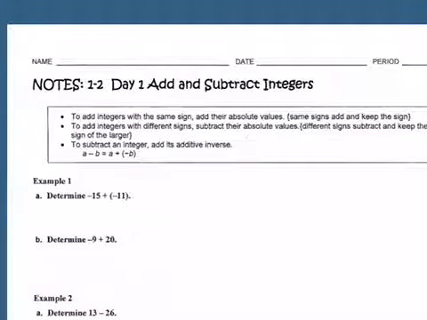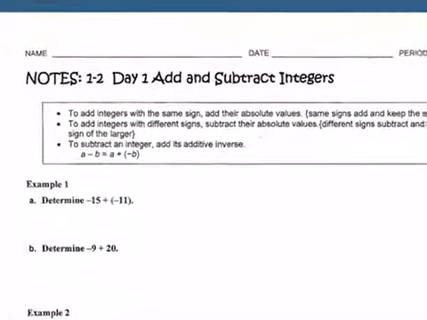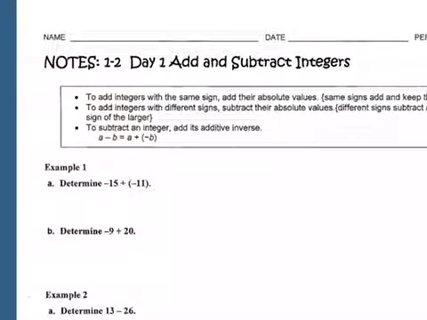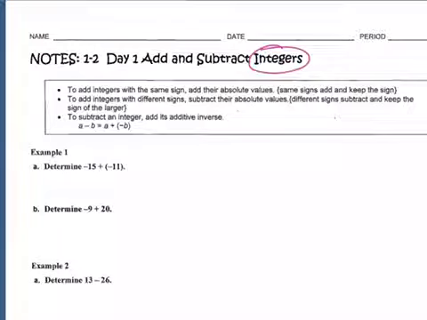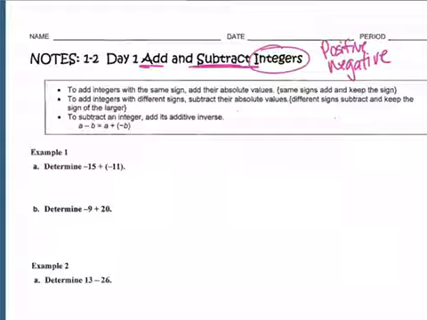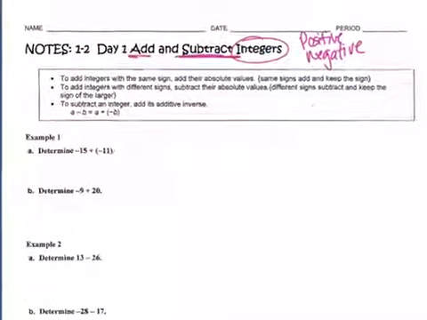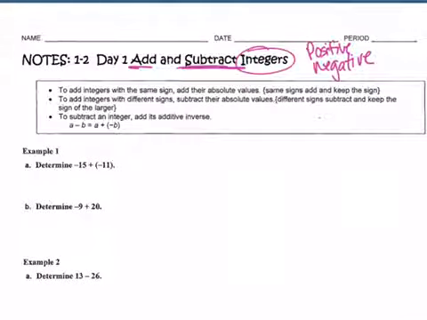Okay, so we've been talking about the real number system. One of those sets of numbers is called integers. And so that just means that we're talking about our positive and negative numbers. That's all we're dealing with. And this note page is just adding and subtracting. So there are some integer rules that we have to follow when we are adding or subtracting them.